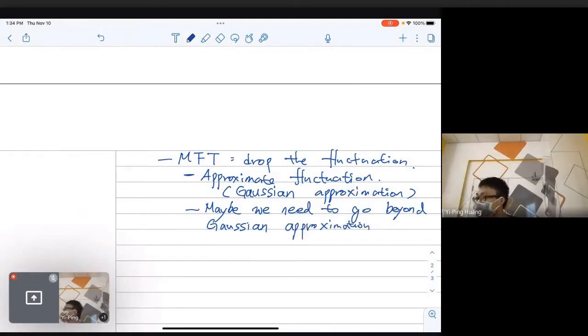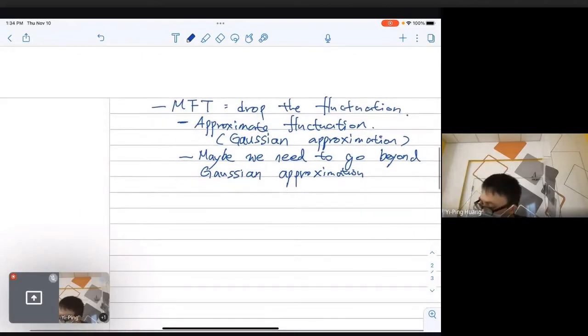Okay, so in order to go beyond the Gaussian approximation, we said that if we want to solve the problem exactly, it is too complicated. So we said that maybe we can develop some kind of perturbation theory.